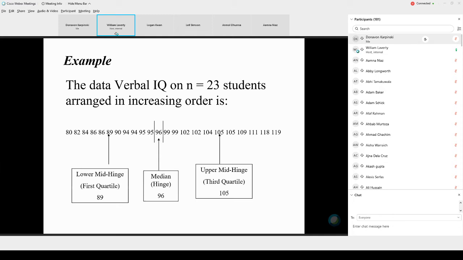Here are the computations done on verbal IQ. There are 23 observations, arranged from smallest to largest. The one that's right in the middle is the 12th observation. There'd be 11 observations below it, 11 observations above. So the median is the middle observation, 96. The lower mid-hinge, the first quartile, is the median of the lower half. There are 11 observations there, so it'd be the one that's in the 6th position. The upper mid-hinge is the median of the upper half.